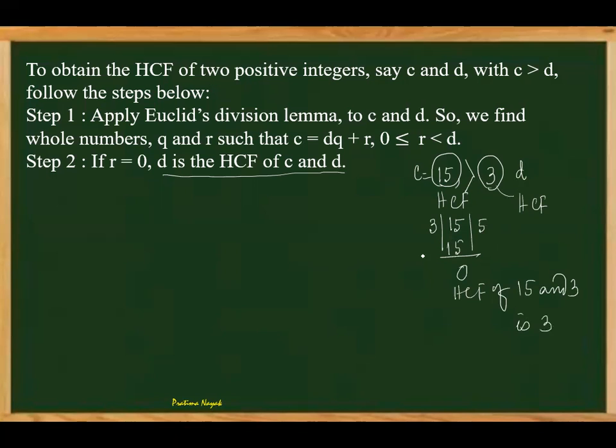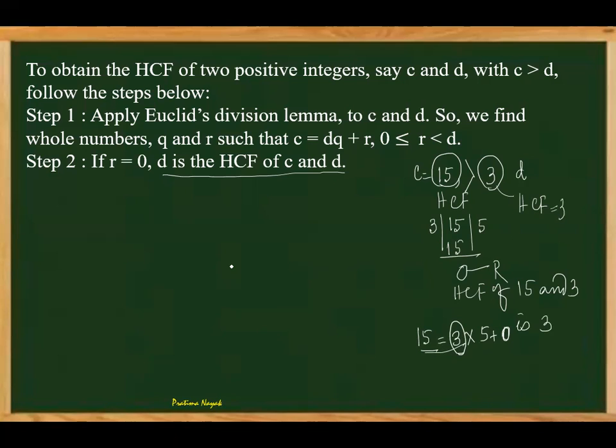So this is explaining what? Now if c can be written as d times q plus r, I am writing 15 is equal to 3 times 5 plus 0. Whenever this remainder is 0, then d is your HCF. So for 15 and 3, HCF is equal to 3.